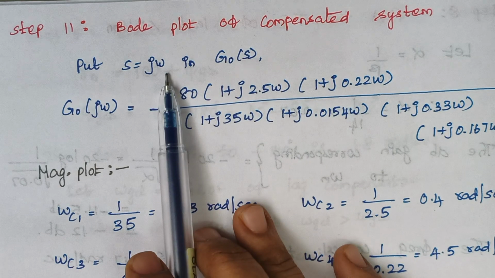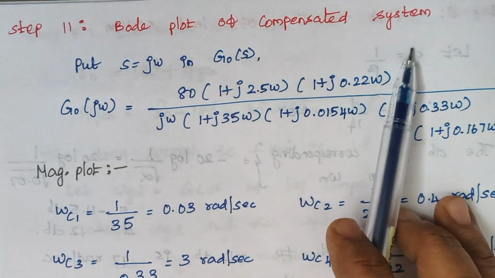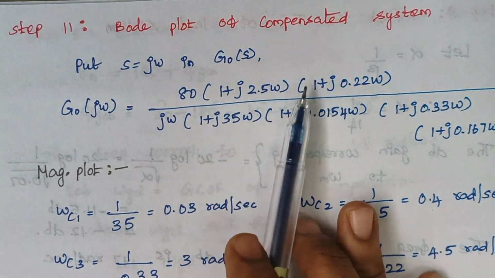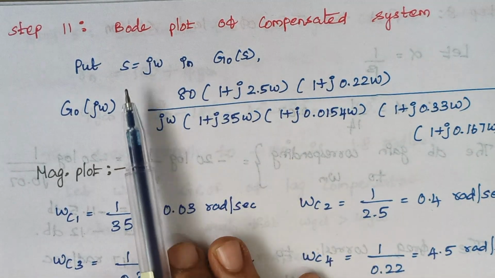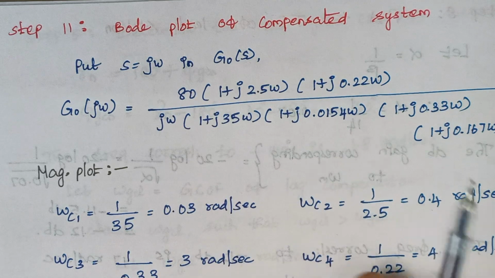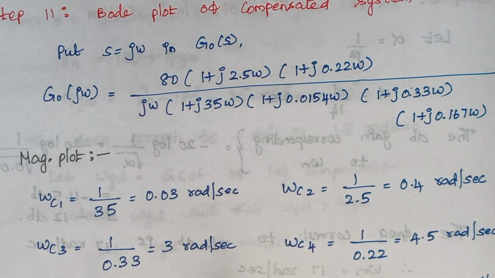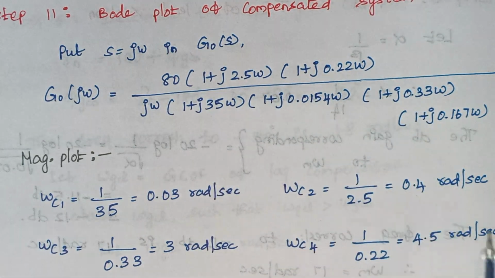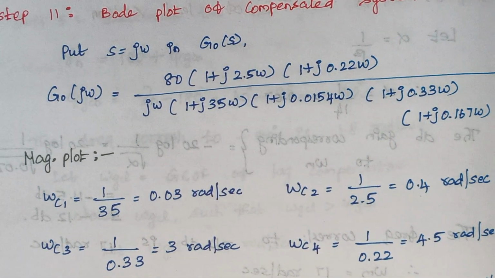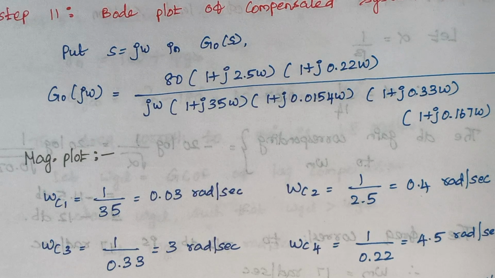So step 11, Bode plot of compensator system. This is the transfer function of the compensator system. Here in the transfer function we have replaced s with j omega. So totally how many terms are we having? 1, 2, 3, 4, 5 and 6. So totally there will be six corner frequencies.